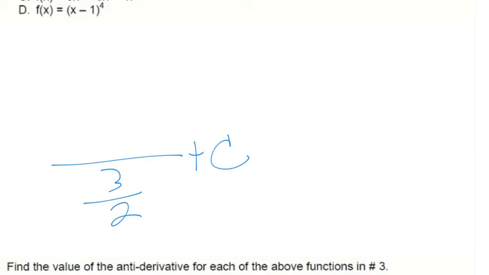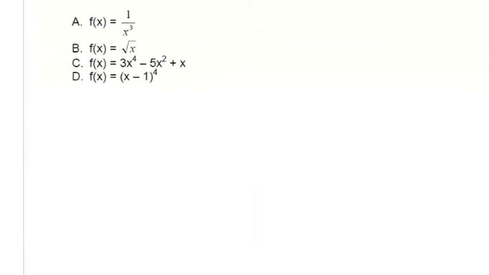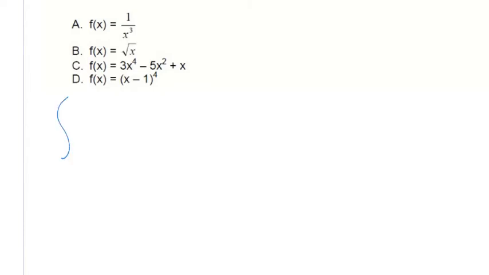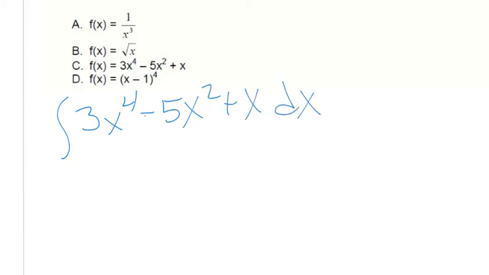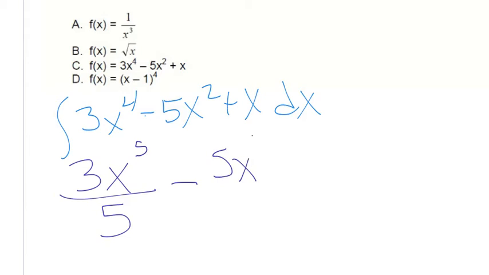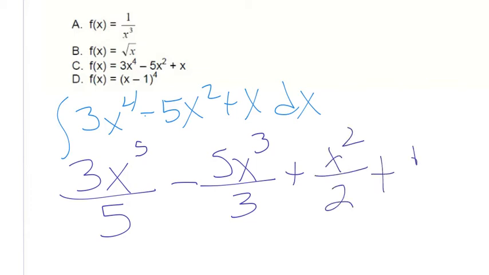Delete all that. Okay, for C, we're going to find the antiderivative of each piece individually. So when you have 3x to the fourth, the 3 coefficient carries down. Add 1 to my exponent over my new exponent. The 5 coefficient carries down. Add 1 to my exponent divided by the new exponent. X to the first becomes x squared divided by 2 plus c.